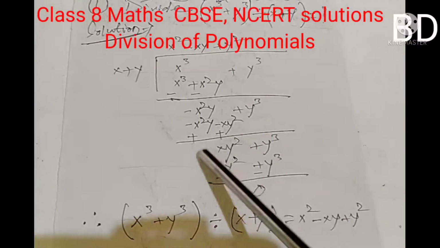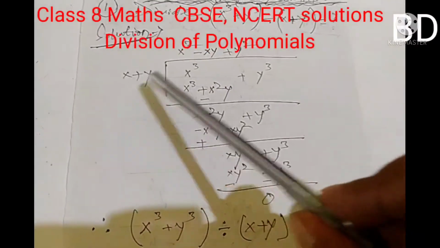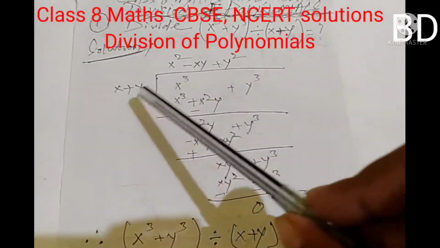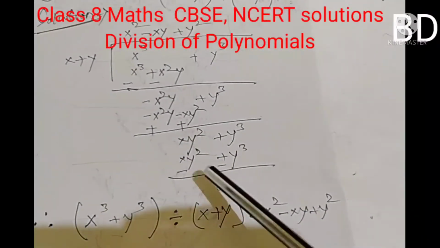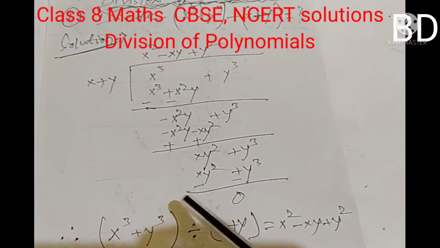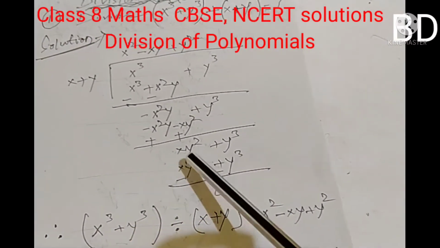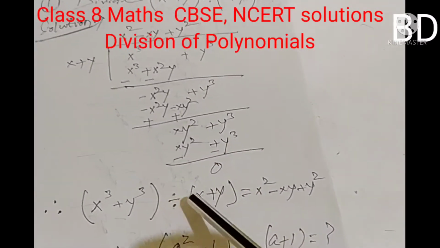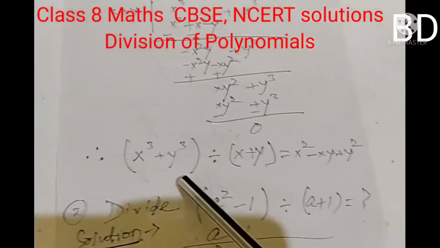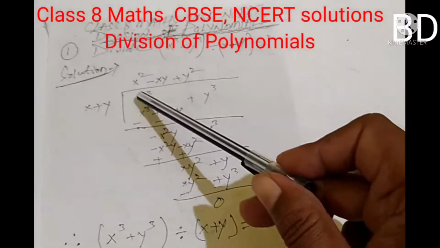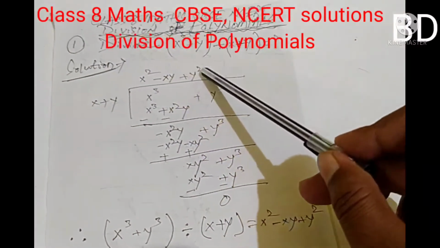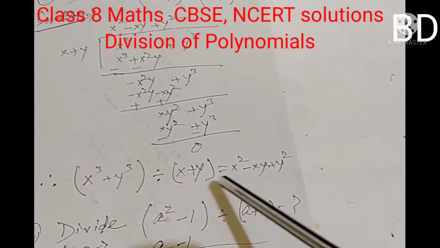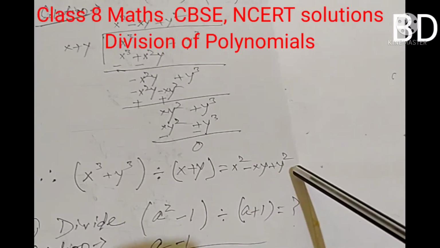Then xy square divided by x, we will get plus y square. Then we will multiply y square with x plus y. Then we will get xy square plus y cube. Then we will subtract xy square plus y cube from xy square plus y cube. Then we will get 0. So finally, the quotient is x square minus xy plus y square and the remainder is 0. So x cube plus y cube divided by x plus y is equal to x square minus xy plus y square.